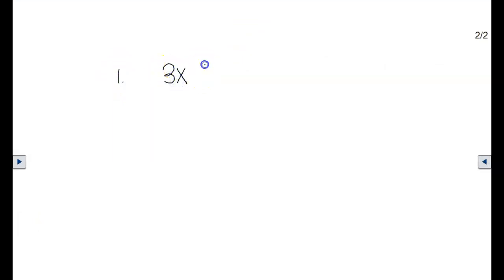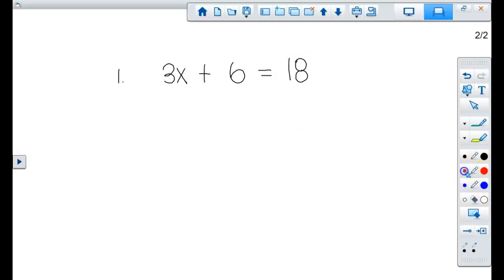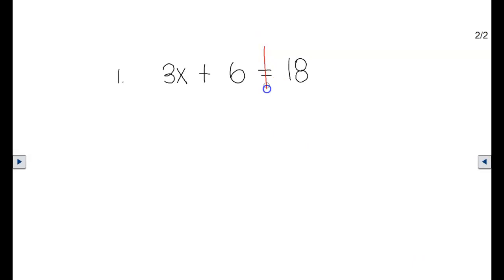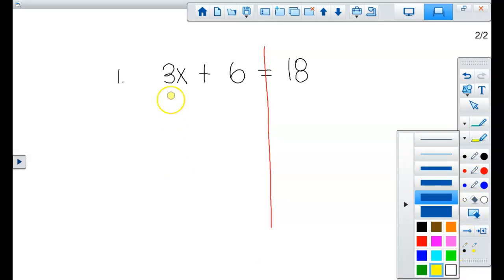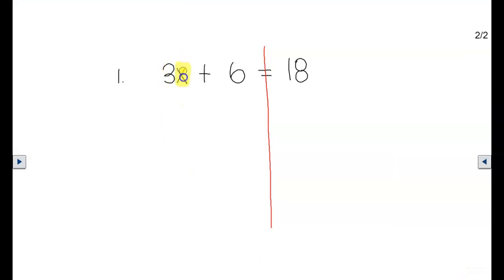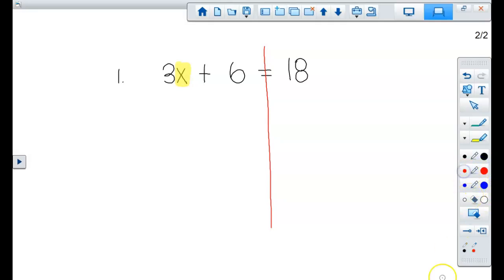We're going to solve 3x plus 6 is equal to 18. Now, we are going to draw our line through the equal sign like we always do. And we are going to get our eyes on that x because we know what we want. We know we want him to end up alone. Now, I want you to remember what we said here. We said that a two-step equation would have two operations in it, two things that are happening to x.